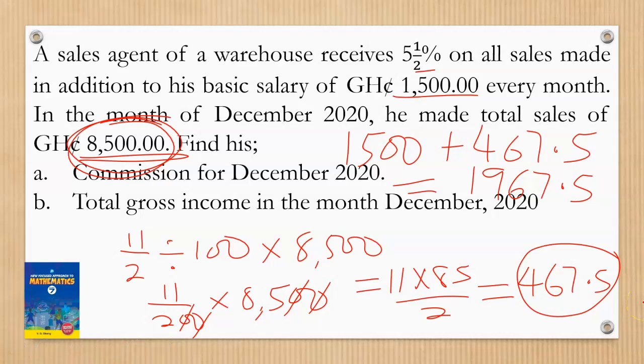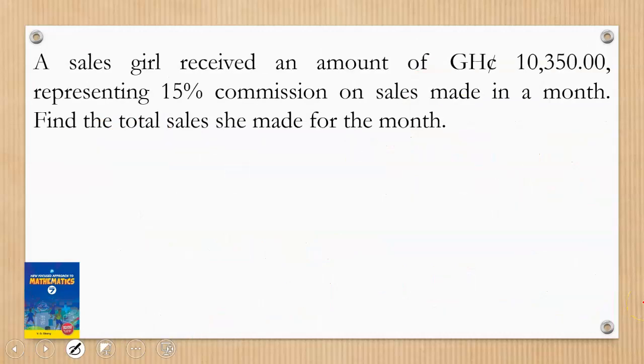Let's solve the last example under this. A salesgirl received an amount of 10,350 Ghana cedis, representing 15% commission on sales made in a month. Find the total sales she made for the month. For us to know the commission, we will do 15 divided by 100 times the total amount, and that will give us the commission, right? That's what we know. But this total amount we don't know.